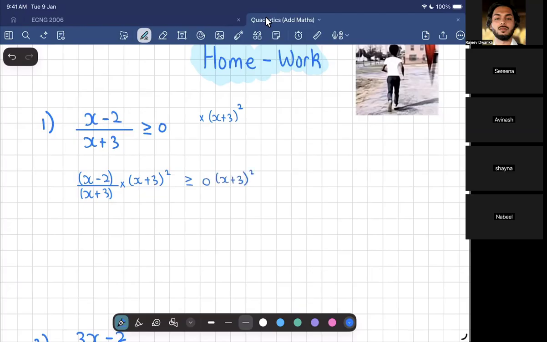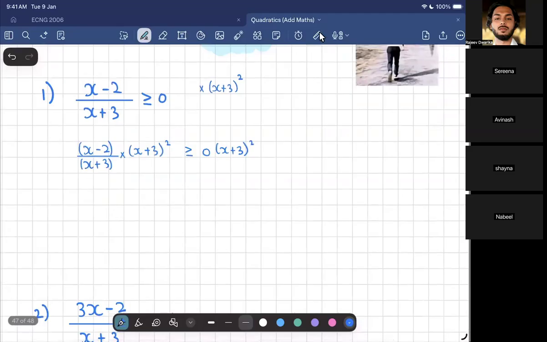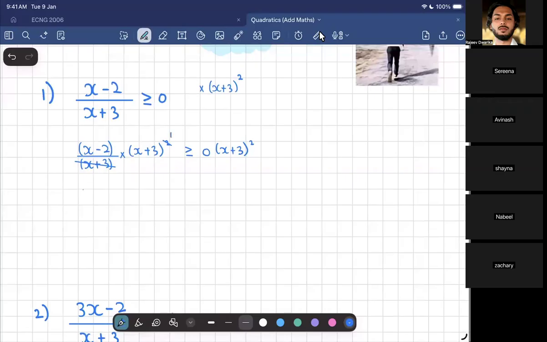All right, talk to me. What's the next line going to look like? Well, one of the x plus 3's will cancel out with the x plus 3 being squared. And anything times 0 is just 0. So the next line would be, in brackets, x minus 2, in other brackets, x plus 3, is more than or equal to 0.